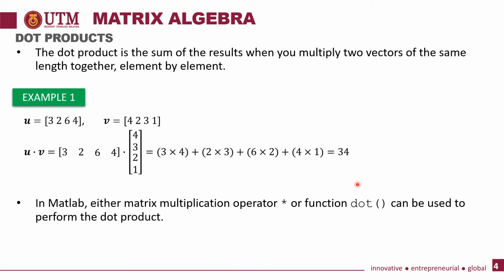In MATLAB, you can use the matrix multiplication operator, the star operator here, or you can use a function called dot to perform the dot product. So you have two options to compute a dot product: either use star here, or use the function called dot here.